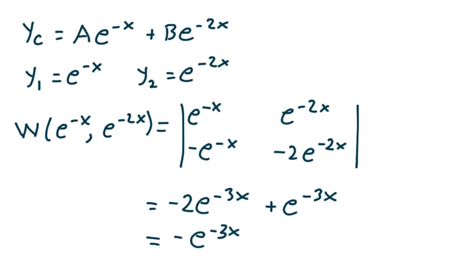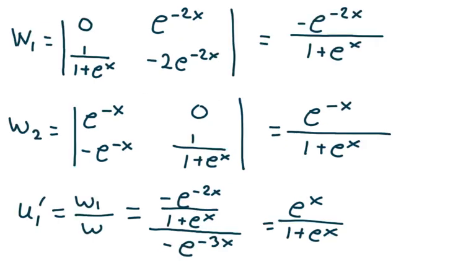of a 2 by 2 matrix, where the first column is e to the negative x, negative e to the negative x. The second column is e to the negative 2x, negative 2e to the negative 2x. Calculating the determinant, we get negative 2e to the negative 3x plus e to the negative 3x, which is equal to negative e to the negative 3x. So remember, that's the Wronskian.